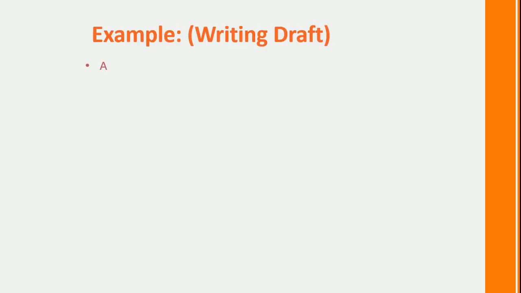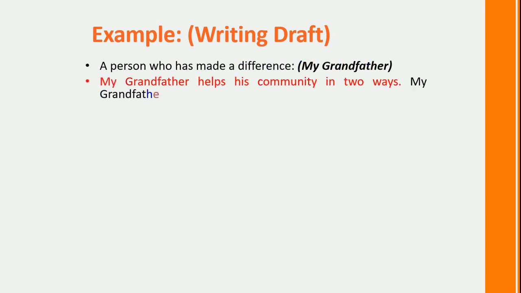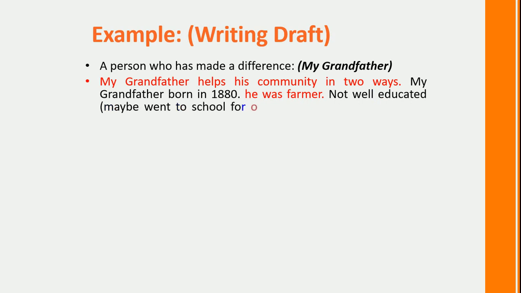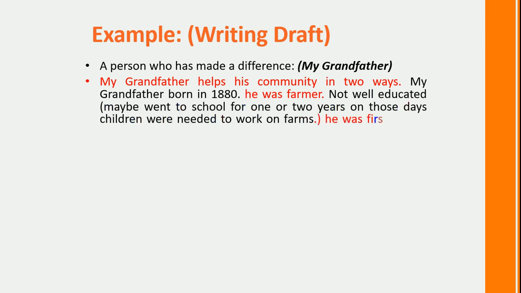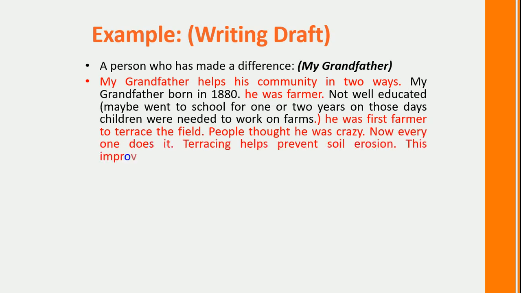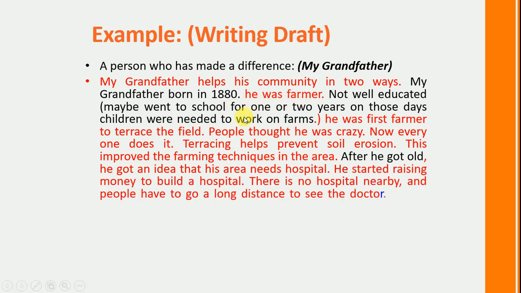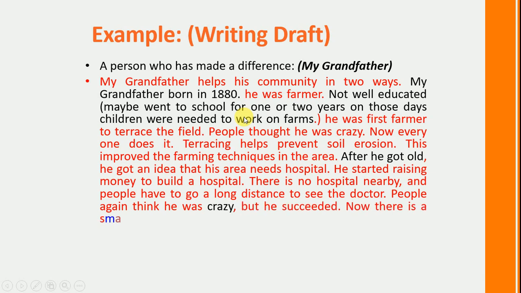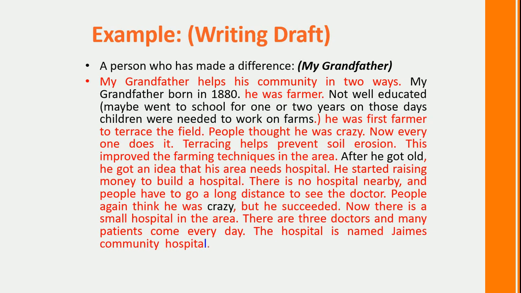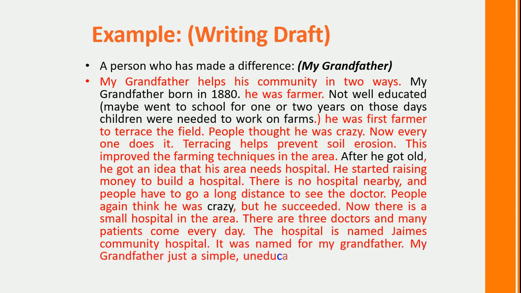Now, see an example of a writing draft. A person who has made a difference. My grandfather. My grandfather helps his community in 2 ways. My grandfather, born in 1880, he was a farmer. He was a farmer. Mistake, grammar mistake. He was farmer, not well educated. Maybe went to school for 1 or 2 years. On those days, children were needed to work on farms. He was first farmer to raise the field. People thought he was crazy.